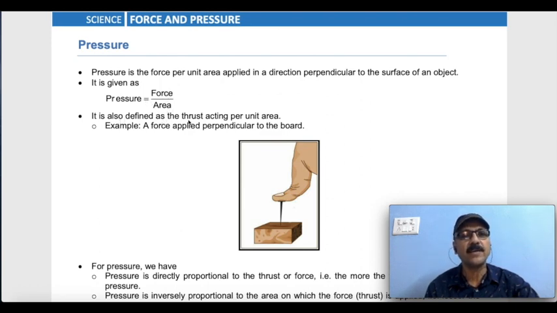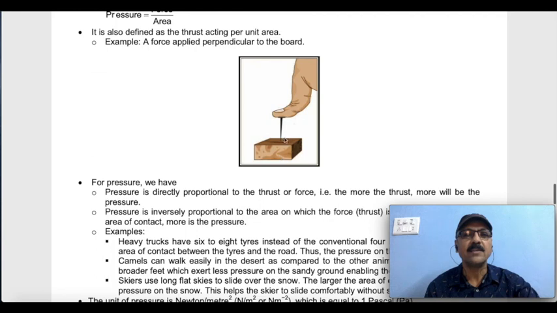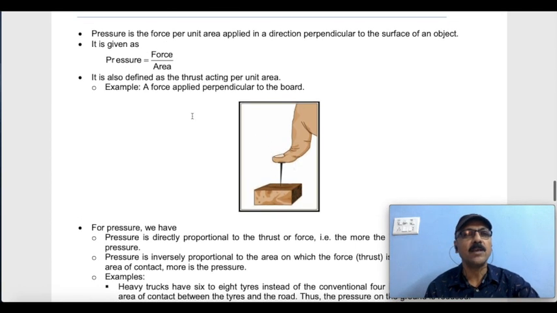It is also defined as the thrust acting per unit area. Thrust means force, a perpendicular force applied to the board. Look at this figure. If the area is small, a large pressure is applied on this board, because pressure equals force upon area. So pressure is directly proportional to force and inversely proportional to area. If area increases, pressure decreases, and if area decreases, pressure increases.